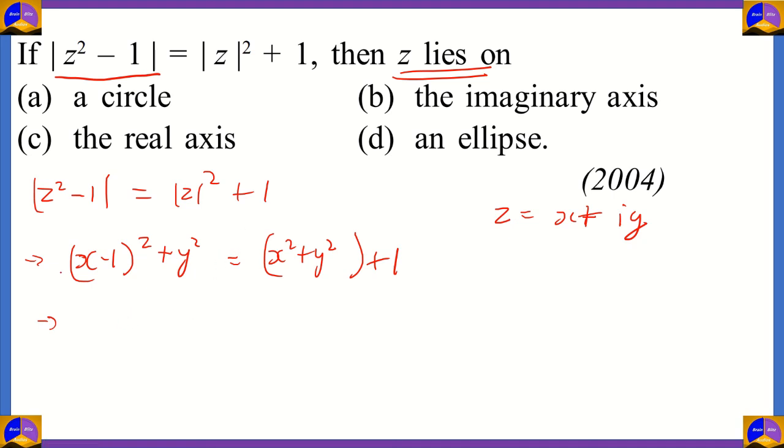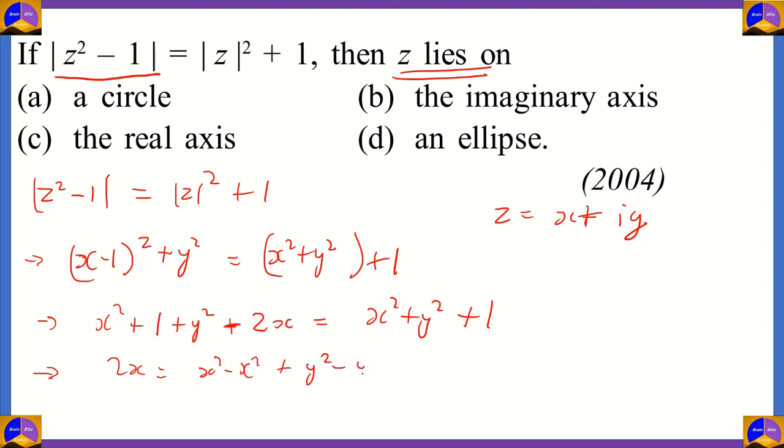Now what we can do is we can expand x minus 1 the whole square, so that's x squared plus 1 plus y squared minus 2x. Actually, instead of minus 2x, it'll be plus 2x because it's minus 2 times minus 1 times x, so that's plus 2x. On the right hand side, you'll have x squared plus y squared plus 1. So we'll take all of this to the right hand side, so you have 2x as equal to x squared minus x squared plus y squared minus y squared plus 1 minus 1. So 2x will be equal to 0, so that means x is equal to 0.